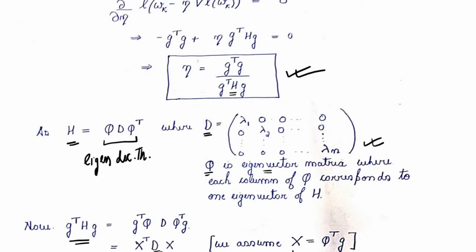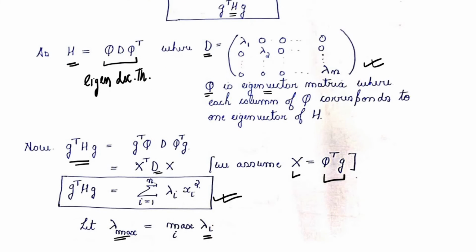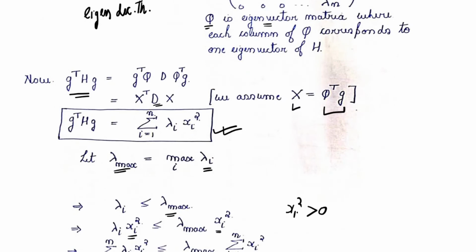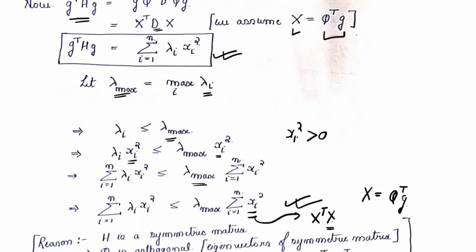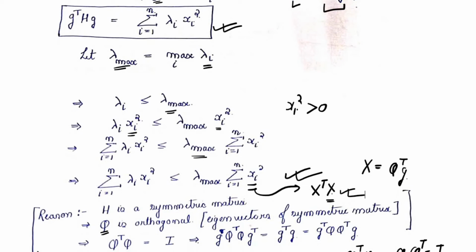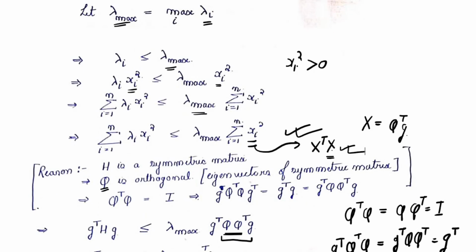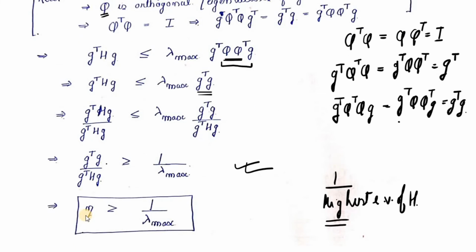We proceed further, make an assumption that X is Q transpose G, and this is actually a very important assumption which will come much later. We find out the maximum eigenvalue, multiply both sides by xi square, and then conclude that summation xi square is equal to x transpose x over here, and then use some properties of eigenvectors of a symmetric matrix. The eigenvectors of a symmetric matrix are orthogonal, and on solving a bit further, eventually we are able to get the lower bound of the learning rate, which looks like this.